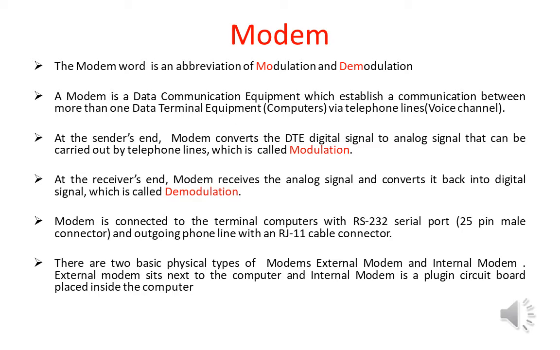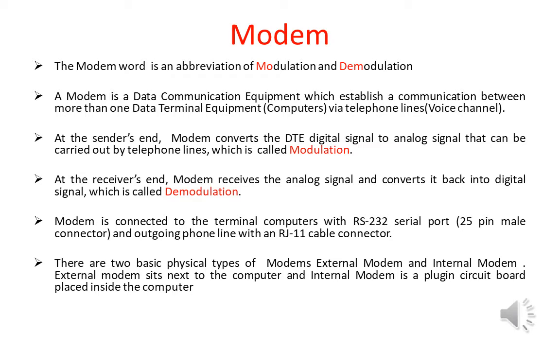At the sender's end, the modem converts the DTE digital signal to an analog signal that can be carried by telephone lines, which is called modulation. At the receiver's end, the modem receives the analog signal and converts it back into a digital signal, which is called demodulation.